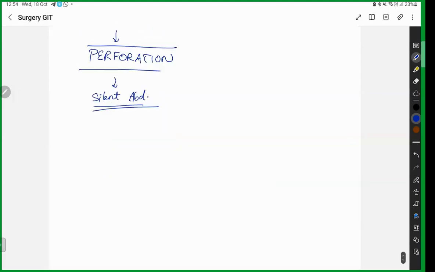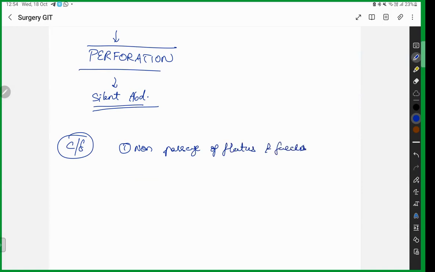Now, what are the clinical features that are going to be present in bowel obstruction? Number one, there is going to be a non-passage of flatus and feces. That is going to cause obstipation. Obstipation, unlike constipation, is abnormal non-passage of your feces and flatus. Both flatus and feces together, you call it obstipation. And you're going to have vomiting. Very important symptom, vomiting is going to be there.